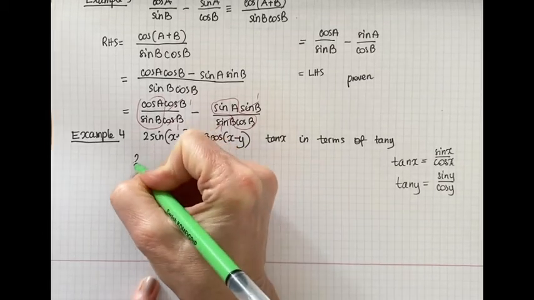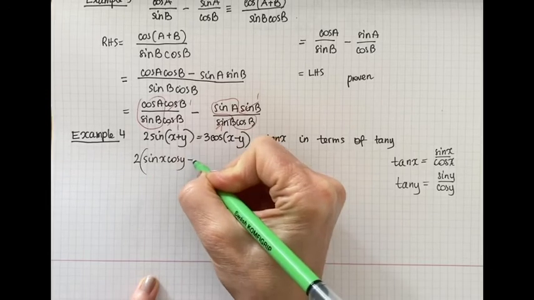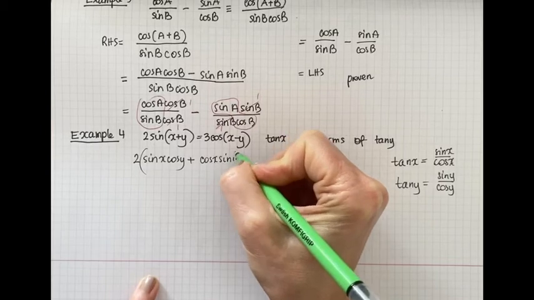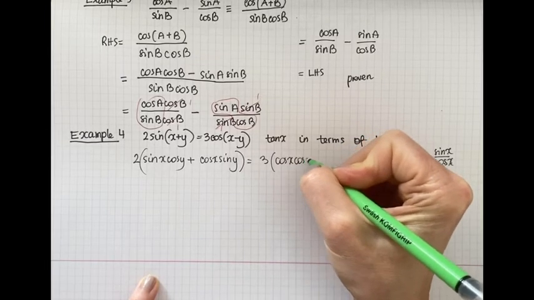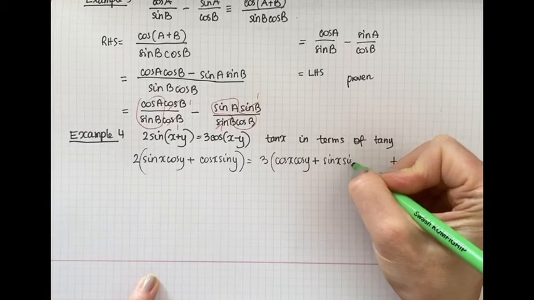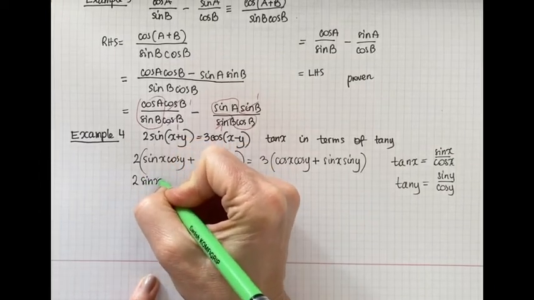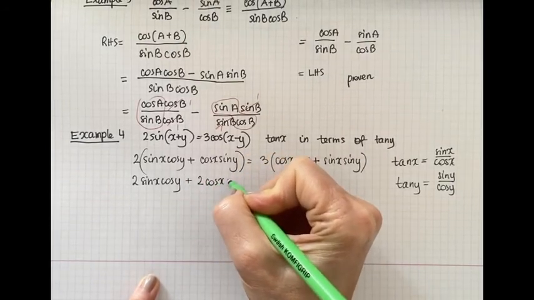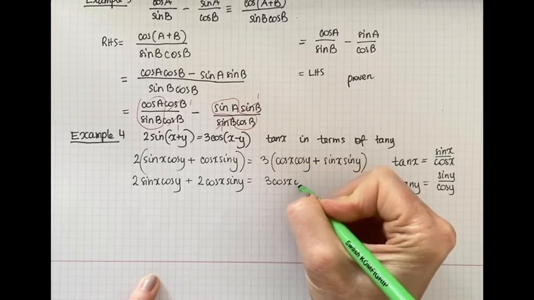So let's expand these. So it's 2 sine x cos y plus cos x sine y equals 3 cos x cos y, this one will go to a plus sine x sine y. So let's expand, multiply by 2, and then think what can we do to create those fractions that can be converted into tan x and tan y. So almost done.